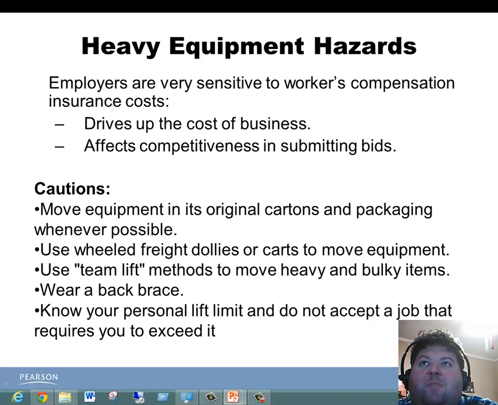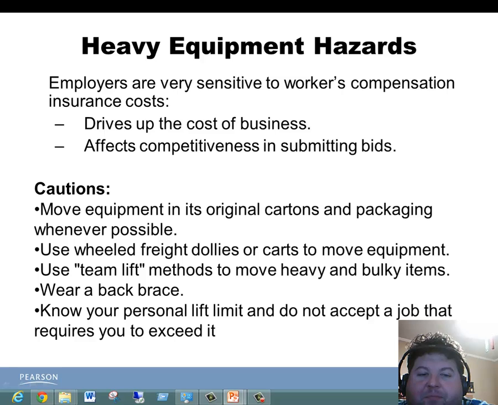Alright, so heavy equipment hazards are something to be aware of. Things you can do is try to move equipment in its original cartons wherever possible. If something's really heavy, like a big SAN unit or a big UPS, get a wheeled freight dolly to move that thing. Don't try to hurt your back. If you hurt your back especially, you drive up the cost of business, and that can affect your competitiveness in being able to submit bids. There is a procedure called team lift where you have two people lift something that's really heavy. If you do a lot of lifting, wear a back brace.